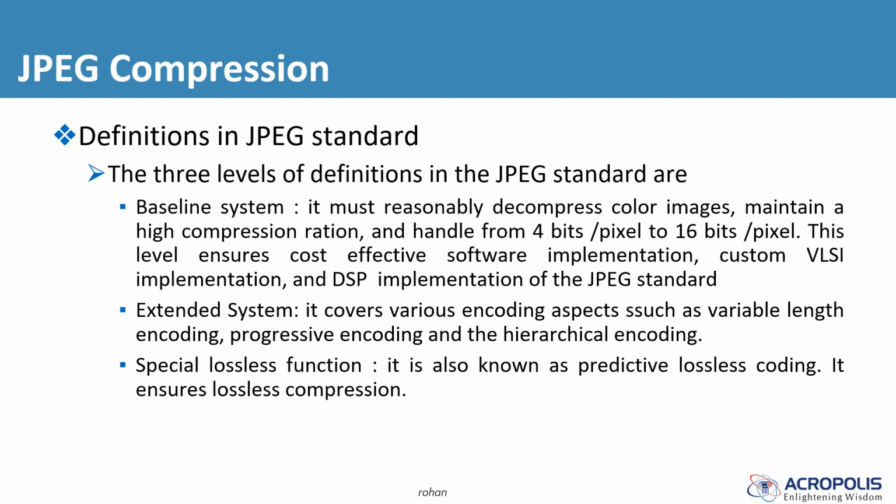The second one is the extended system. It covers various encoding aspects such as variable length encoding, progressive encoding, and hierarchical encoding. The third is the special lossless function. It is also known as predictive lossless encoding, which ensures lossless compression.